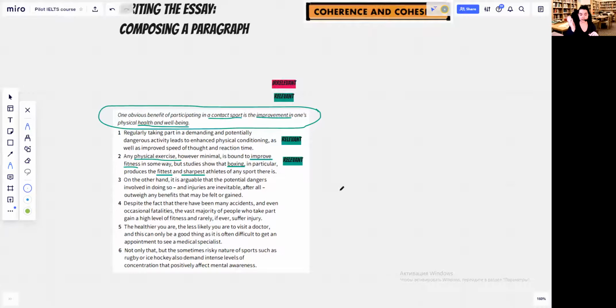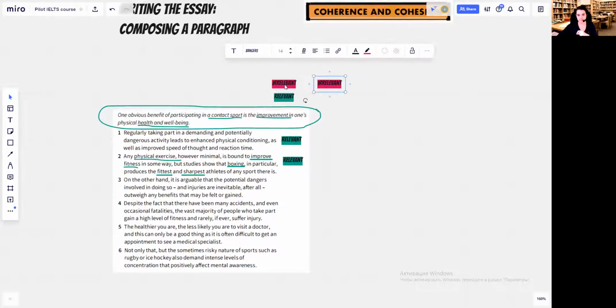The topic sentence says contact sports improve physical health and well-being. They improve physical health. But the third sentence says, well, on the other hand, it's dangerous and the disadvantages outweigh the advantages. There is no agreement, and when there is no agreement, there is no development. So this is irrelevant. And if you answered that in that way, you are right.